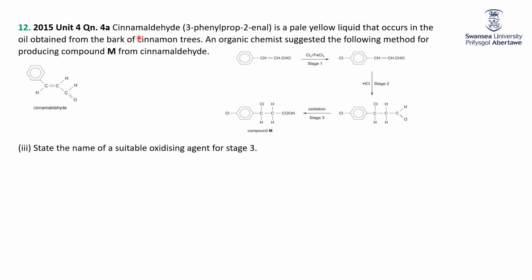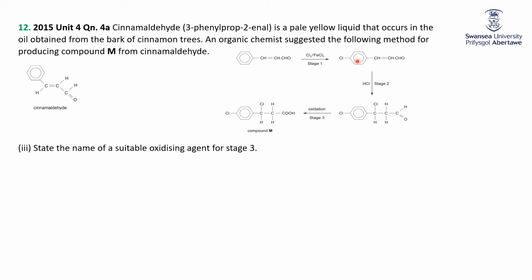Cinnamaldehyde, which of course smells like cinnamon, is 3-phenyl-prop-2-enal. Let's see where that comes from. There's the phenyl, there's the ene, and there's the al. So we start. Aldehyde dictates this is carbon 1, so carbon 2 is where the double bond starts, carbon 3 is where the phenyl group is. Pale yellow liquid that occurs in the oil obtained from the bark of cinnamon trees.